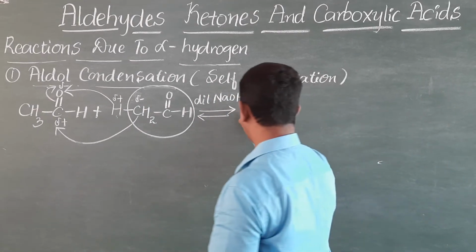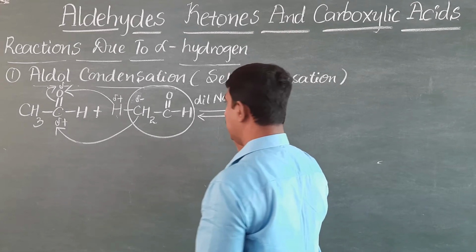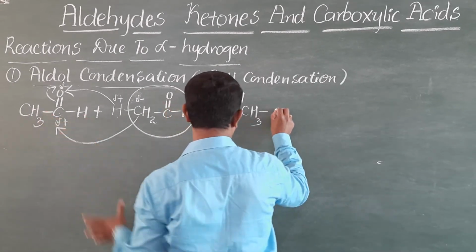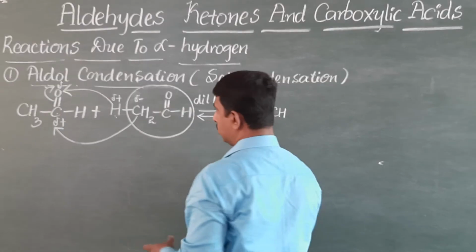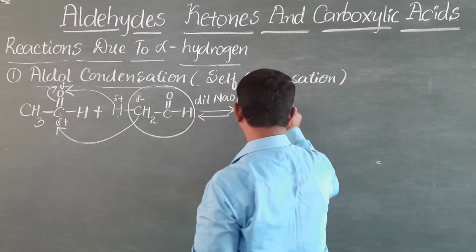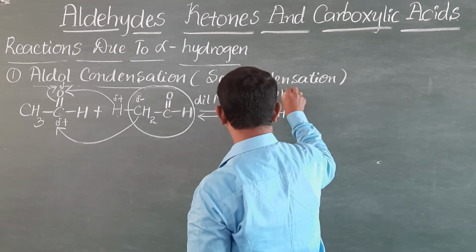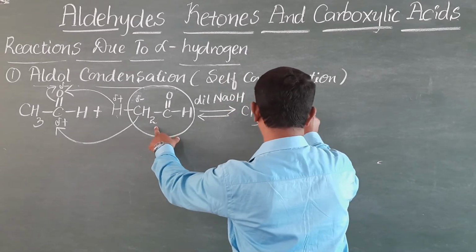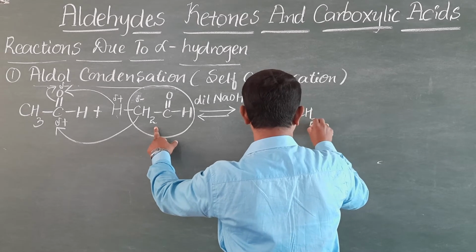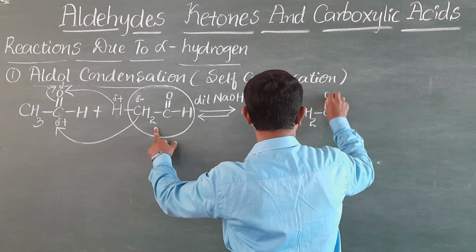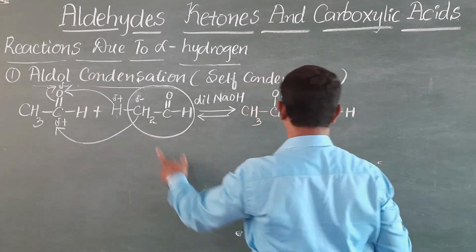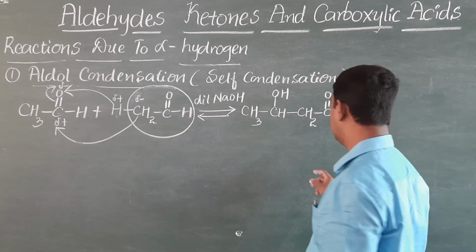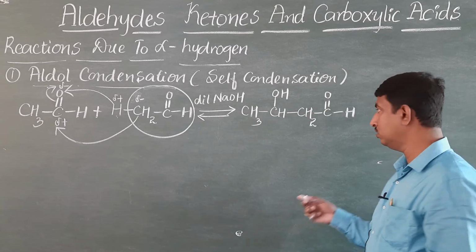So product formed will be CH3, first one. Then it is CH. I will write it together. CH. After the addition, the double bond becomes single bond, single bond OH. Correct. Then I have to write this one, CH2, C double bond O, H. This product is called beta hydroxyaldehyde.